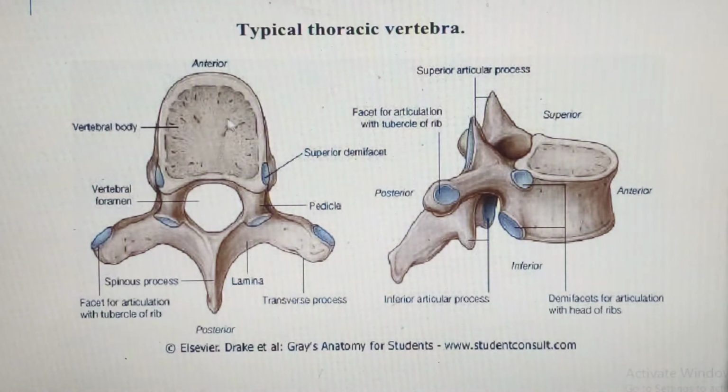So these are the key things. We're going to present with this body, which is heart shaped. On the body, we are going to have two facets at its upper aspect and two facets at its lower aspect. And then we're going to have its oval shaped foramen. We're going to have an inferior pointing spinous process, and on the transverse processes we are going to have articular facets for articulation with the corresponding facet that we find on the tubercle of the rib. Okay, so that's what we have.